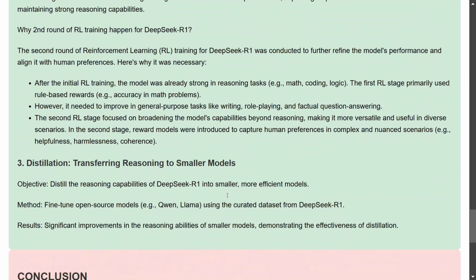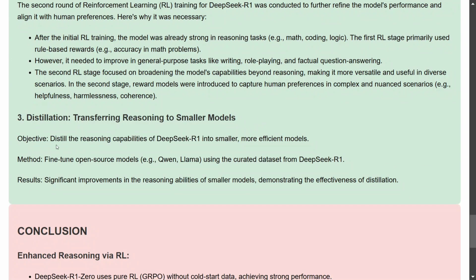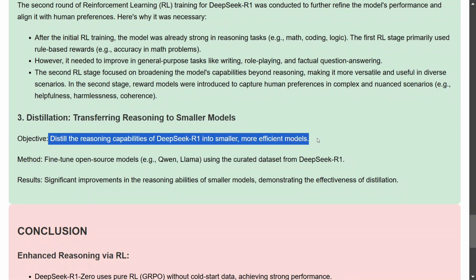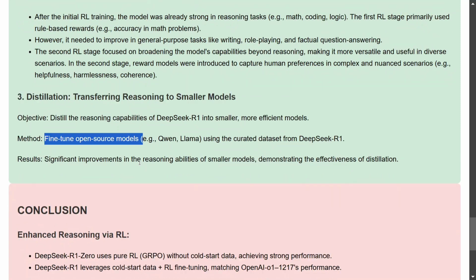Now coming to the last part of the paper, distillation, that was an important part. Objective: distill the reasoning capabilities of DeepSeek R1 into smaller, more efficient models. Method: fine tuning open source models. So they chose two models, that is Qwen and Llama, using a curated dataset from DeepSeek R1 only, and got significant improvements in the reasoning abilities.